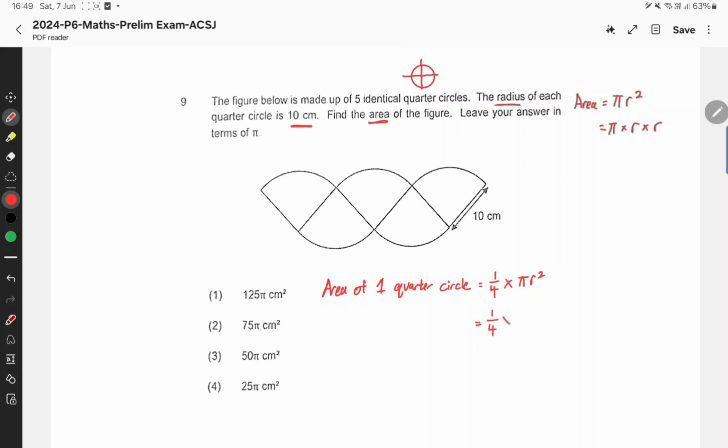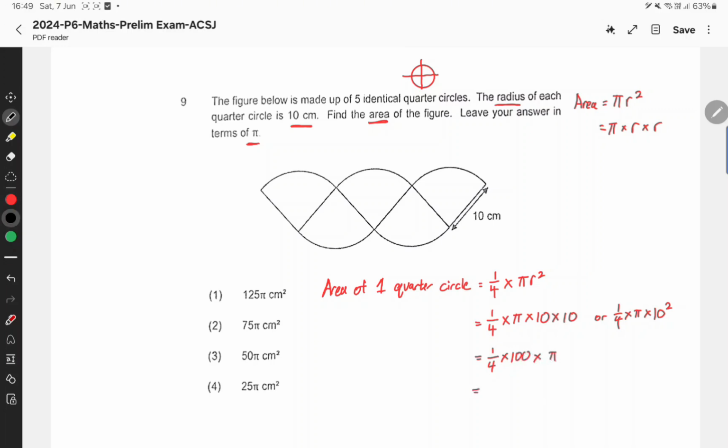We're going to keep the pi because the question is telling you to leave your answer in terms of pi. So you can either write it in this format or you can write it as 1 quarter times pi times 10 squared. Now next part is 10 times 10. 10 times 10 gives me 100, so 1 quarter times 100 times pi.